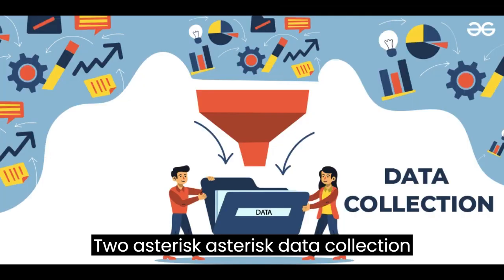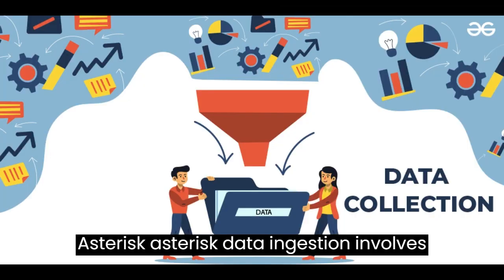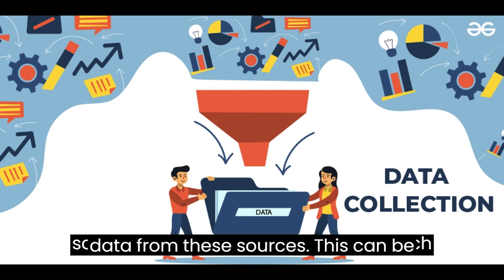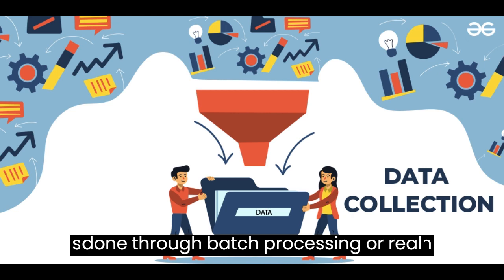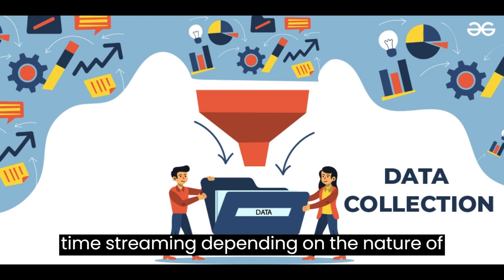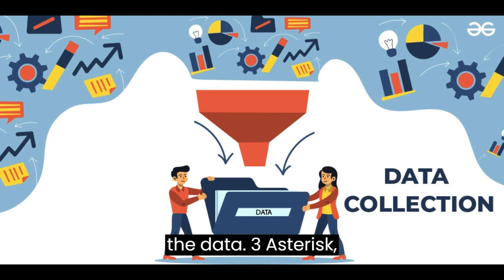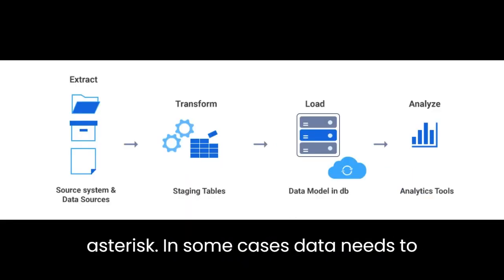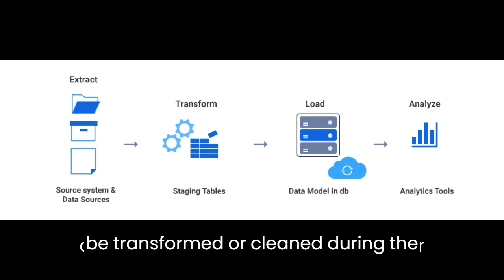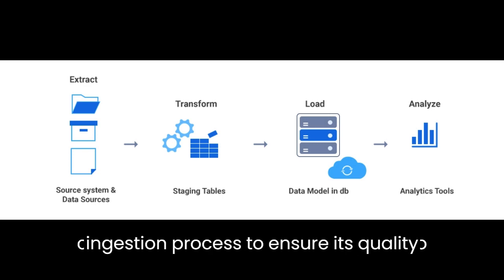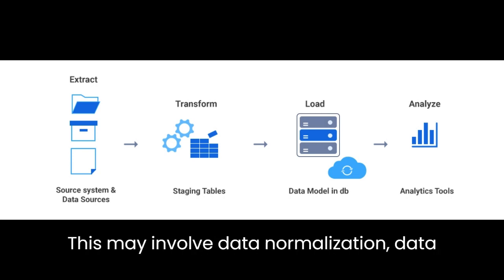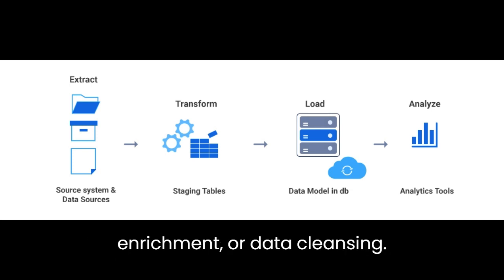2. Data collection. Data ingestion involves mechanisms for collecting and capturing data from these sources. This can be done through batch processing or real-time streaming, depending on the nature of the data. 3. Data transformation. In some cases, data needs to be transformed or cleaned during the ingestion process to ensure its quality and compatibility with the target system. This may involve data normalization, data enrichment, or data cleansing.